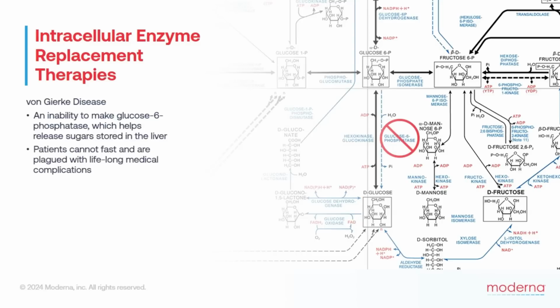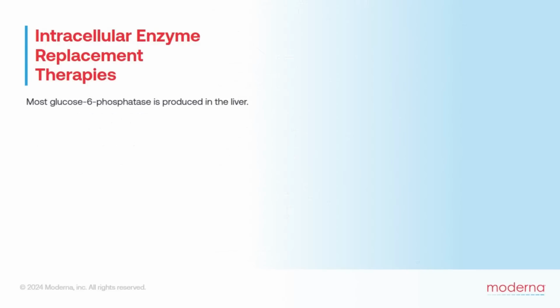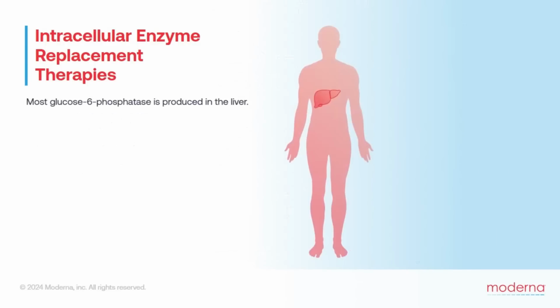They must constantly consume small amounts of carbohydrates, including getting up every few hours during the night to eat raw cornstarch. And even if they're able to keep up this endless feeding schedule, these patients are plagued with many other lifelong medical complications. The organ that makes the most glucose 6-phosphatase is the liver. This is true for many metabolic enzymes. The liver is the largest internal organ in the human body.